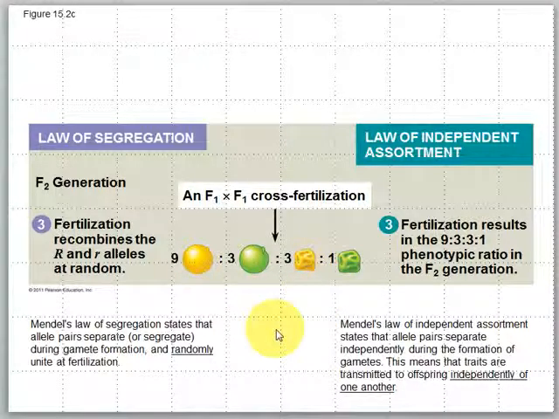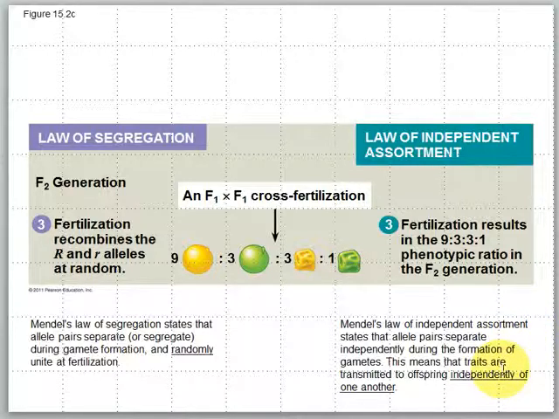This is because of the two laws we just talked about. Mendel's law of segregation states that the allele pairs separate or segregate during gamete formation and randomly unite at fertilization. So the gametes that were formed will have a random possibility of being green or yellow, round or wrinkled. And then Mendel's law of independent assortment states that the allele pairs separate independently during the formation of gametes. That means that these traits are not tied together. In other words, you could be dominant in one trait and recessive in the other.